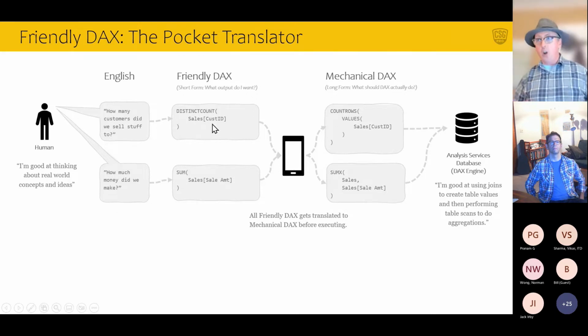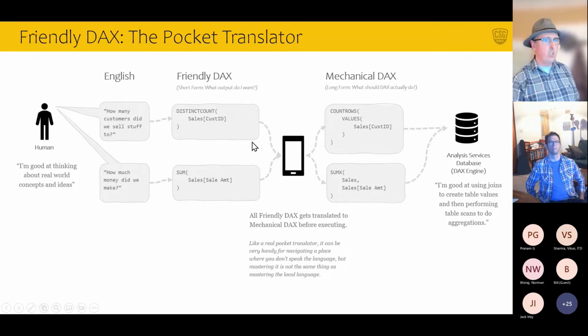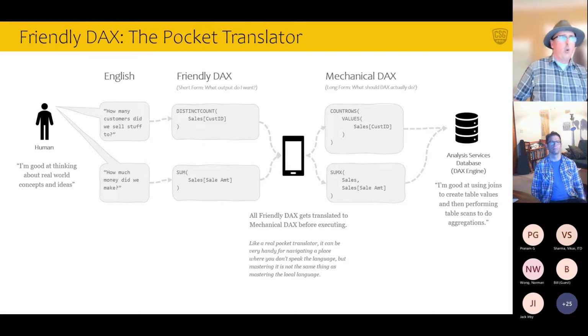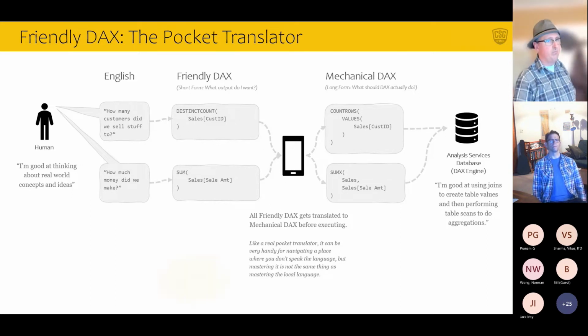Now, this is good because it means a new person at DAX is able to use these fairly easy to understand functions and get the results that they want. It's challenging though, because if you try and understand DAX by using this friendly DAX, you're not really speaking the native language. You sort of have this layer in the middle, right? So like a pocket translator, the friendly DAX can be very handy for navigating a new place or a new language or something like that. But if you want to get really good at something, you have to learn to speak the native language, which is mechanical DAX.